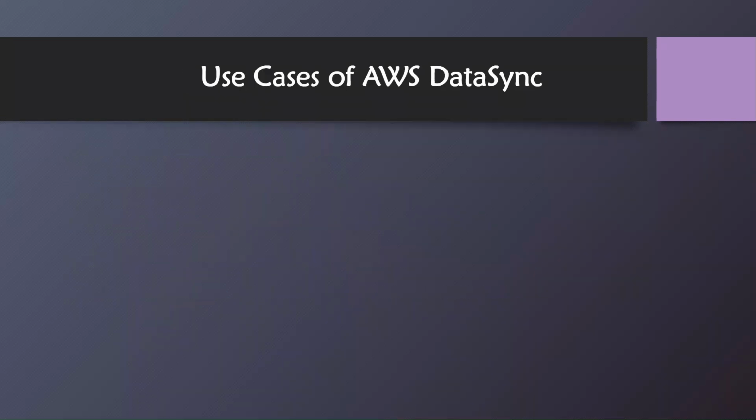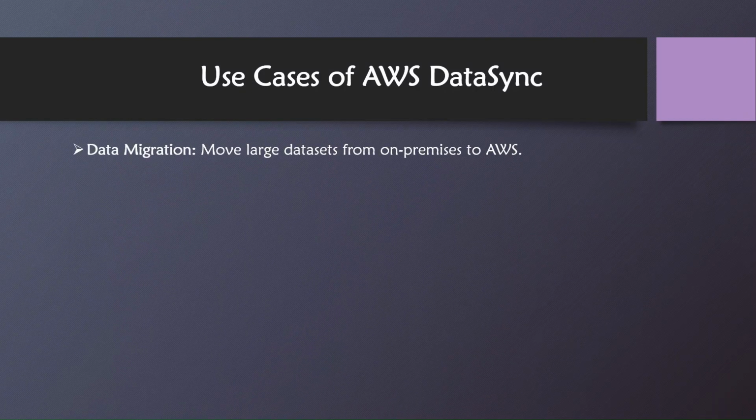So the next concept we have is the use cases of AWS DataSync. The first use case is data migration. AWS DataSync is ideal for migrating large amounts of data from on-premises environments to AWS cloud storage services like S3, EFS, or FSx, whether it's for cloud adoption, infrastructure modernization, or scaling. DataSync helps businesses quickly and securely move large data sets with minimal disruption to operations. It's a faster, more efficient solution compared to traditional manual data transfer methods.